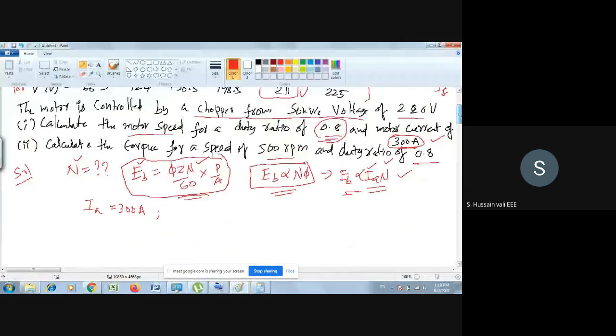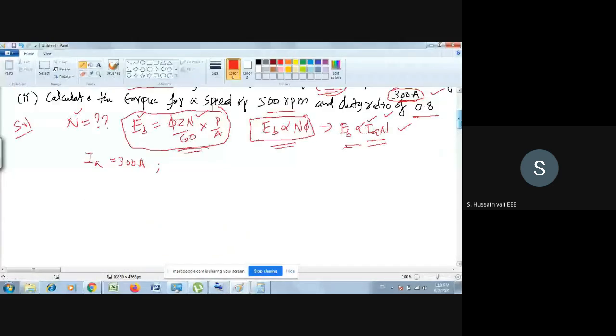Then I will draw the circuit diagram of this series motor. This value is RA plus RF, and in the problem he has given it as 0.04 ohm. LA we don't actually require. This is the back EMF EB. Here the voltage is E naught, the armature voltage, which is the output of the chopper, because there is a chopper in the circuit.